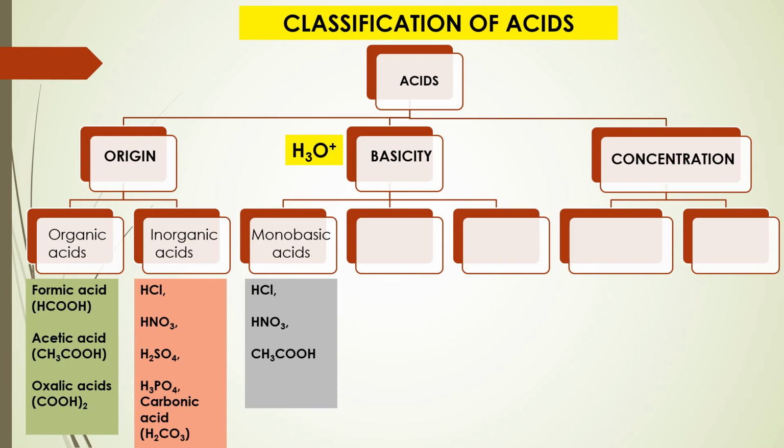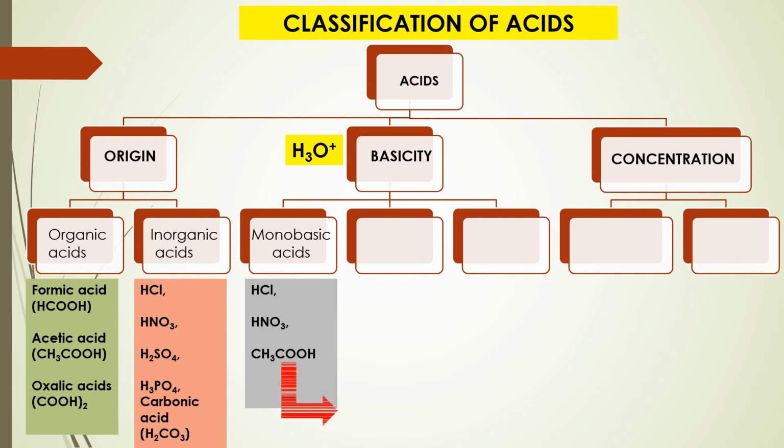But after seeing the formula of acetic acid, there must be a question in your mind. Acetic acid contains 4 hydrogen atoms. So why can it not produce 4 hydronium ions, right? Its basicity should be 4.